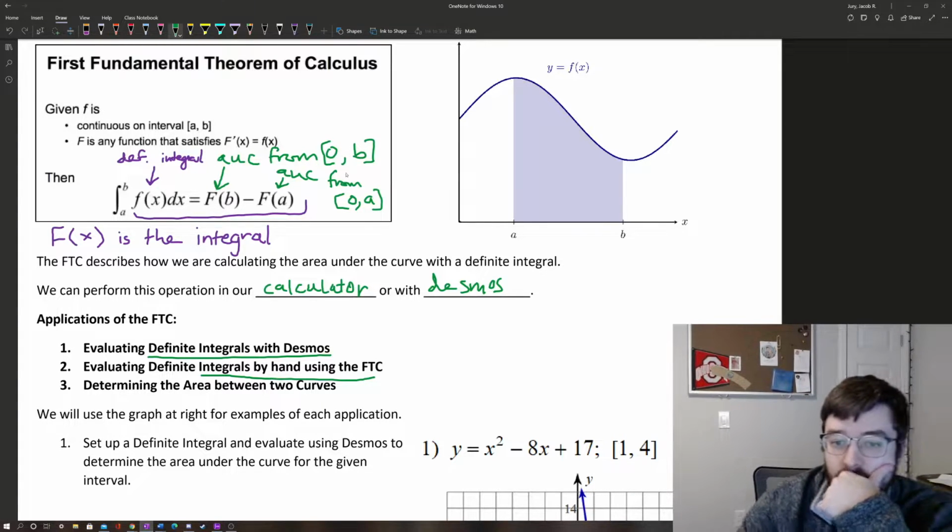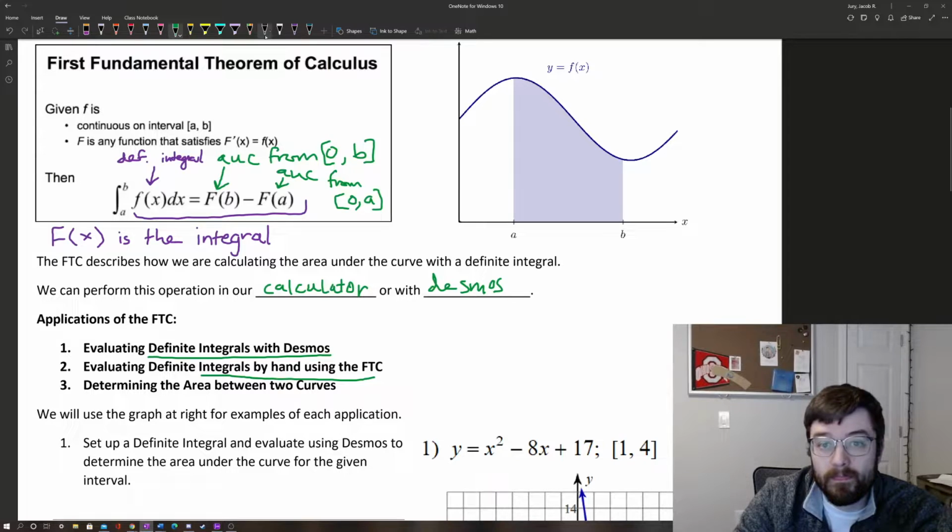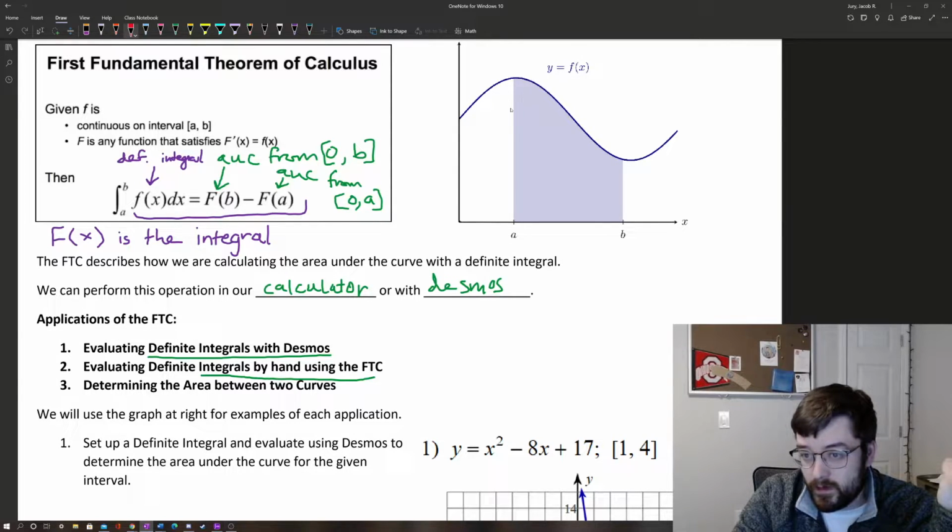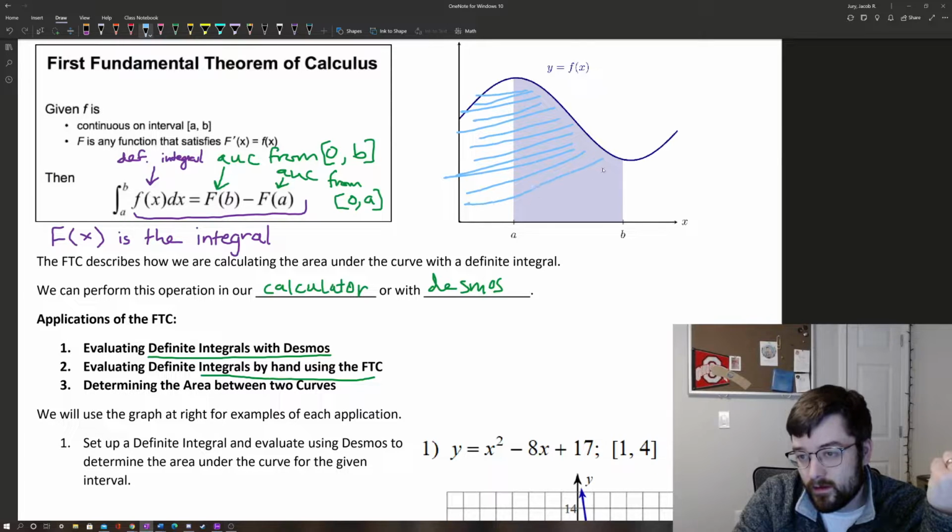So the area that we're finding here, if we look at the graph, is almost like we have this blue region that is B, the area from 0 to B. If I can quickly highlight this in.